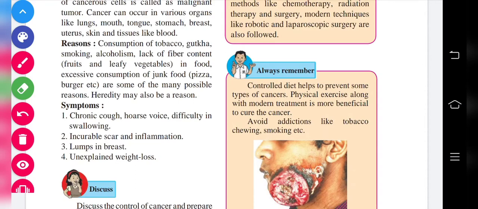Chronic cough, a cough of very long duration. Hoarse voice, which means the voice changes due to the cancer. Difficulty in swallowing. Also an incurable sore and lumps in the breast, or unexplained weight loss. Unexpected weight loss will be there. If you weigh approximately 50 kg, it may suddenly drop to 45 or 40 kg, and the weight loss continues. So those are the symptoms of cancer.